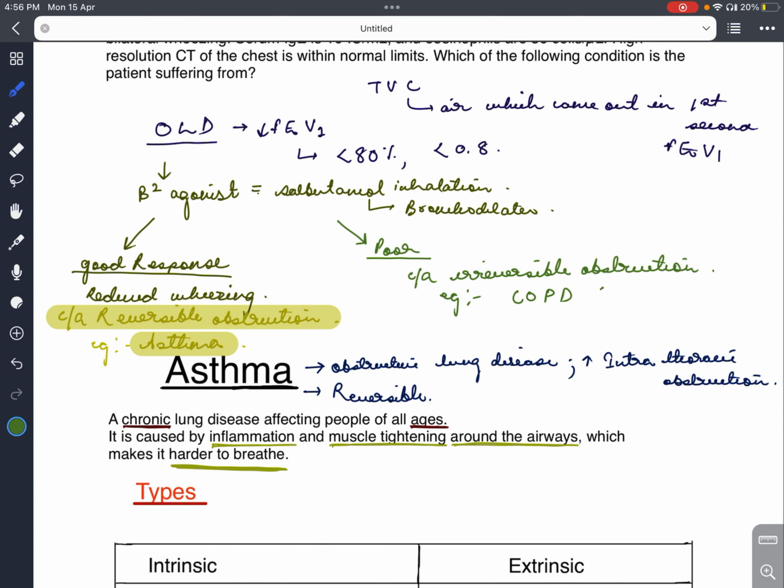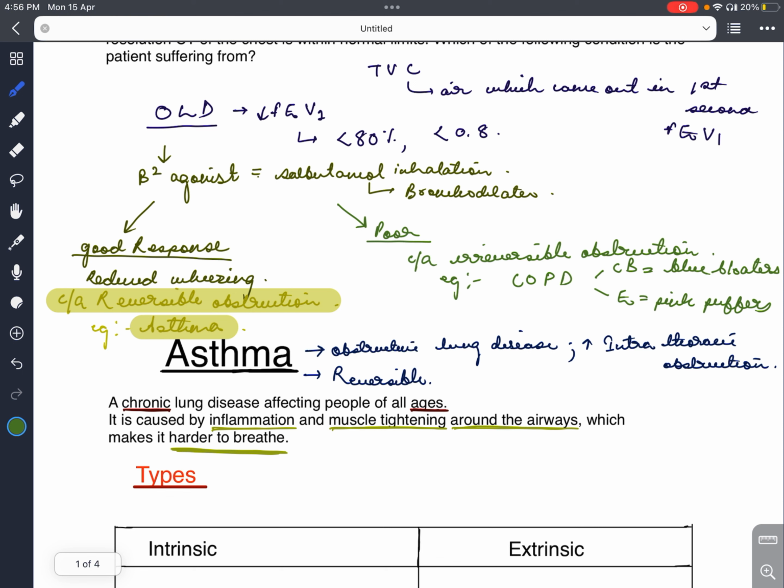Again, in COPD, we have two types. We have chronic bronchitis and we have emphysema. The patients of emphysema, we call them pink puffers. And in chronic bronchitis, we call the patients blue bloaters. So this is basically a criterion which can help you diagnose bronchial asthma or COPD. You can differentiate these two conditions based on this.